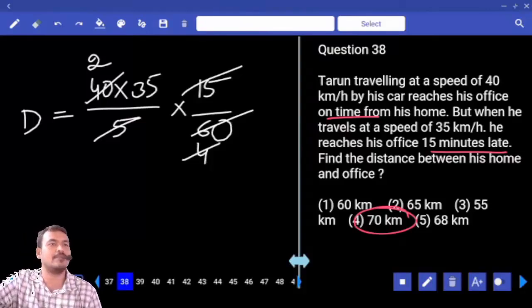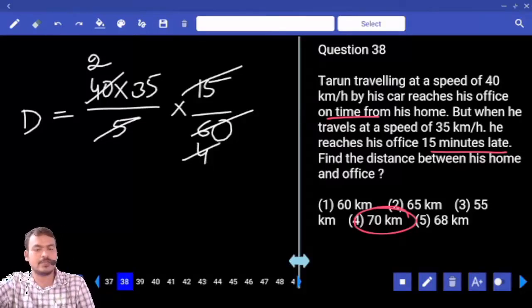Product of the speeds or sum of the speeds? Product of the speeds by difference of the speeds into time difference.